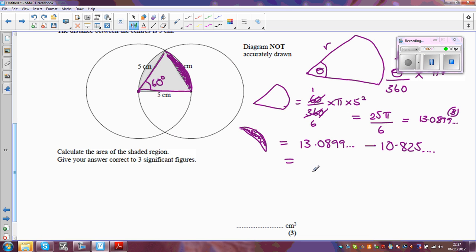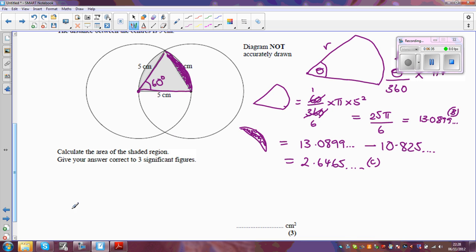I'm going to subtract one from the other, and that's going to give me 2.6465, and so on. Again, I'm going to save that in my memory. That is the exact area of this little bit here.